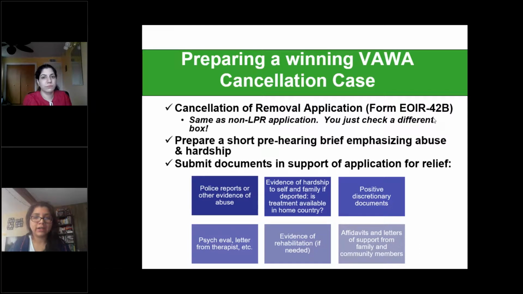Psych evaluations are very helpful. Another way to show that they have been subject to extreme cruelty is if they get a diagnosis of PTSD. That would also enable you to demonstrate that. Affidavits of support, rehab. Again, it's discretionary, so getting all of that evidence that would show that they do merit that.